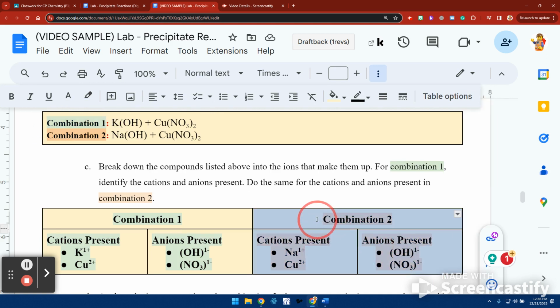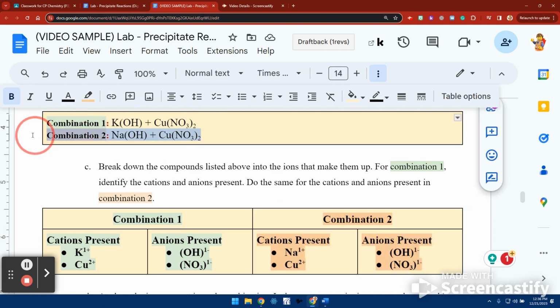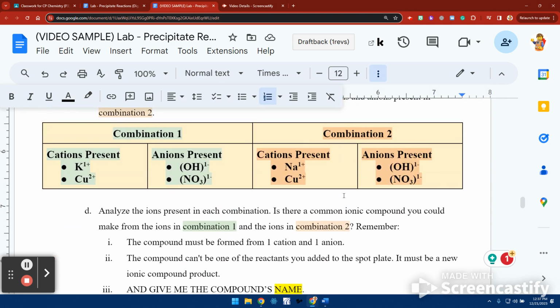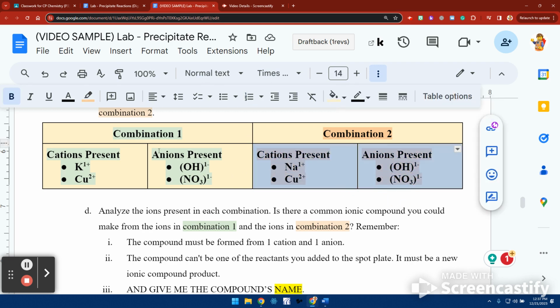And these were all the ions present in the second combination that gave me the dark blue compound. Now, I need to figure out what that dark blue compound was. All right? The dark blue compound must be formed from ions so that you can get the same compound in both combinations. Let me tell you what I mean.